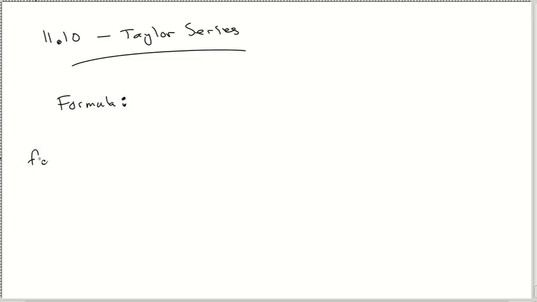I have f of x is equal to the summation from n equals 0 to infinity of f to the nth derivative at c divided by n factorial times x minus c all to the n power. Well, there's your formula.